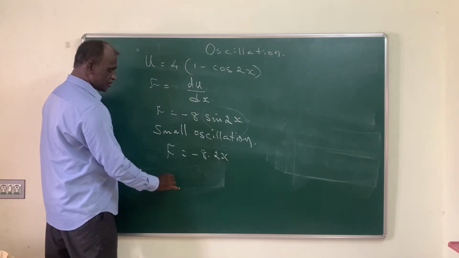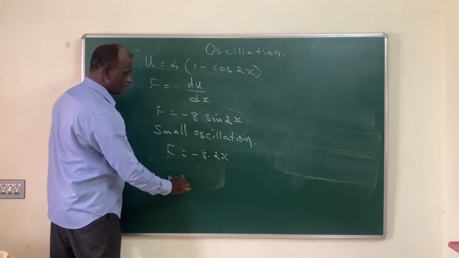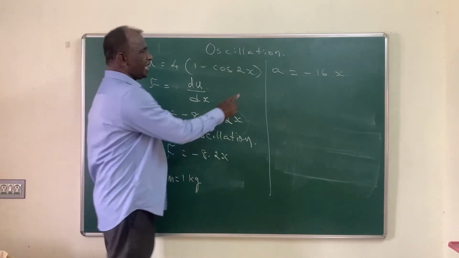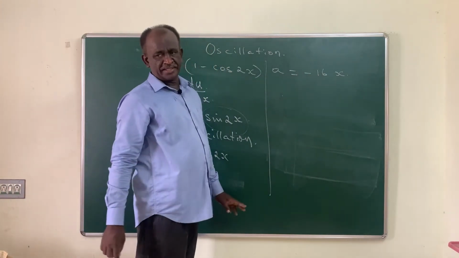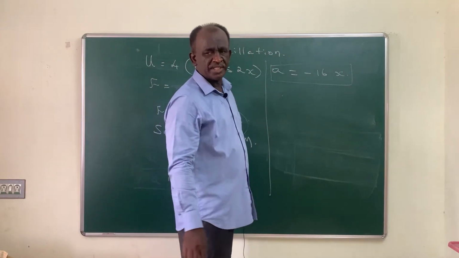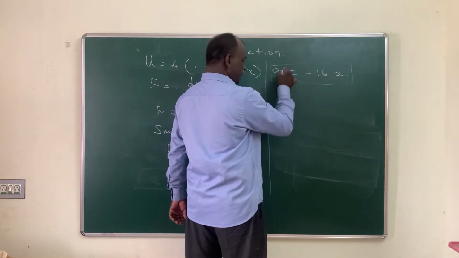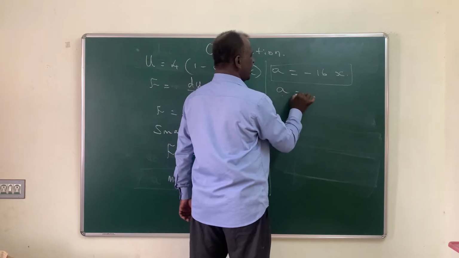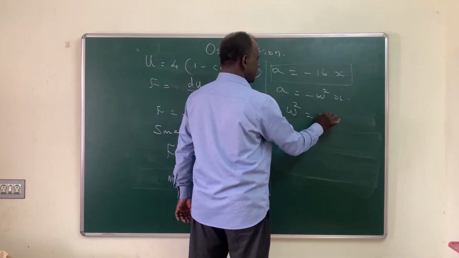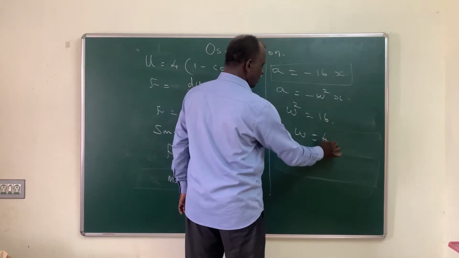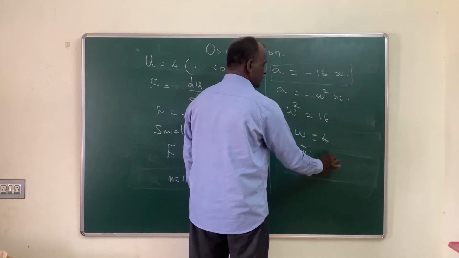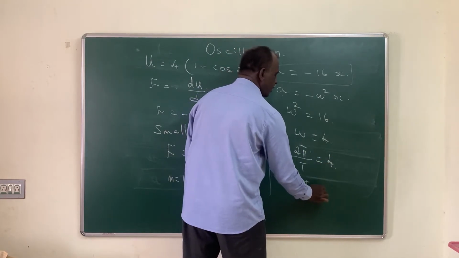For the acceleration, suppose the mass of the particle is given as 1 kilogram. M equal to 1 kilogram, what I get is a equal to minus 16x. So definitely this is an equation that represents simple harmonic motion. We can equate this with the general equation for simple harmonic motion, a equal to minus omega square x. Therefore I can identify omega square as 16 and omega as 4. 2 pi by T equal to 4, therefore T equal to pi by 2.